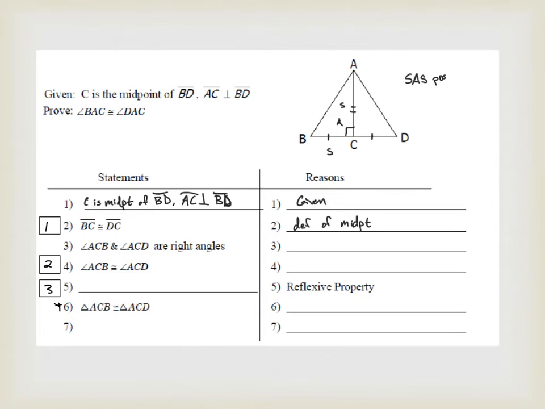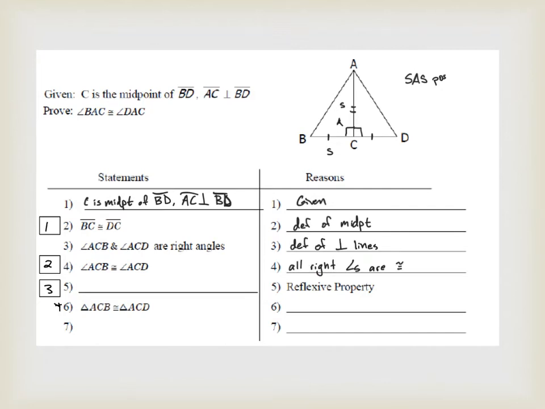Now our next step says that angle ACB and angle ACD are right angles. As we look at our picture, we know that. Both of these angles up here are right angles, and that is because of the definition of perpendicular lines, because perpendicular lines create right angles. Next, we have that the 2 angles are congruent. Well, we know that because all right angles are congruent.